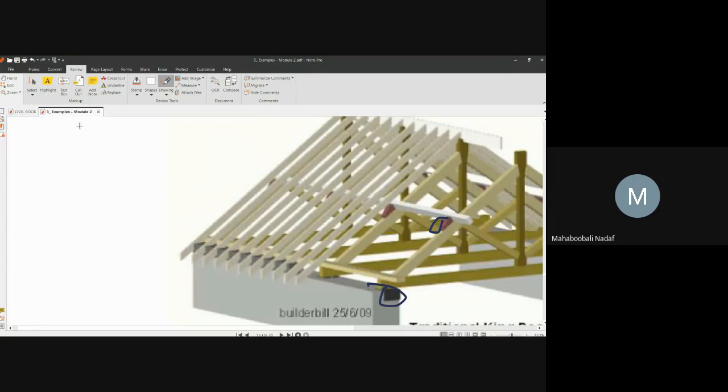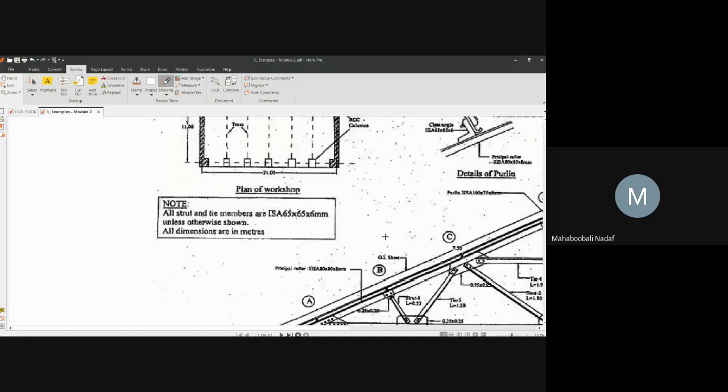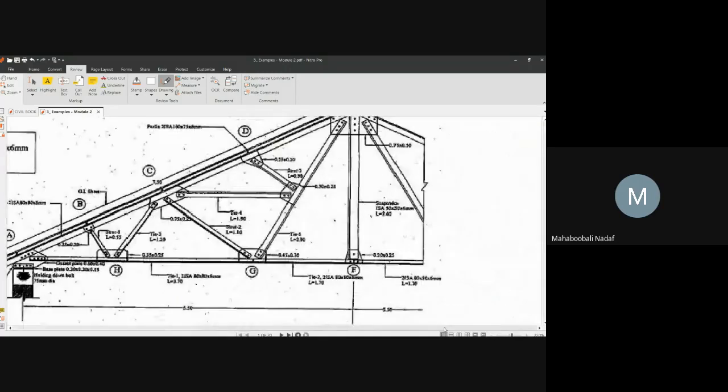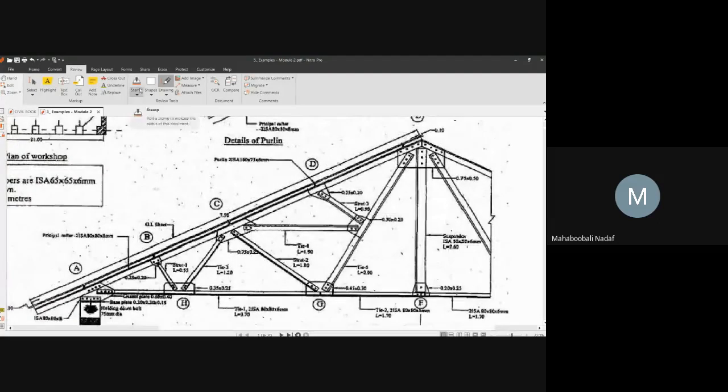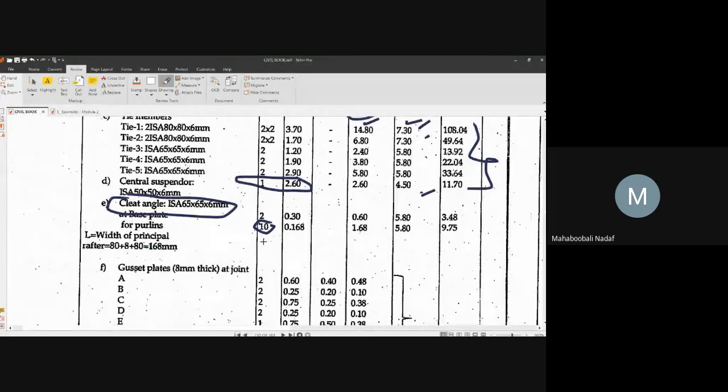How can we show this in the diagram? Where are the purlins? I will mark 5 purlins: 1, 2, 3, 4, and 5. 5 purlins and 5 cleats, and here also 5 purlins and 5 cleats. So as many purlins as there are, that many cleats have to be written.